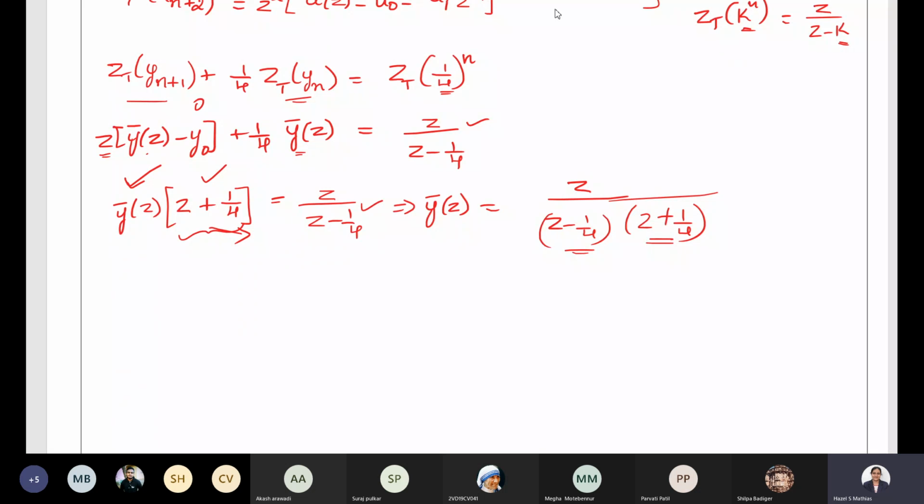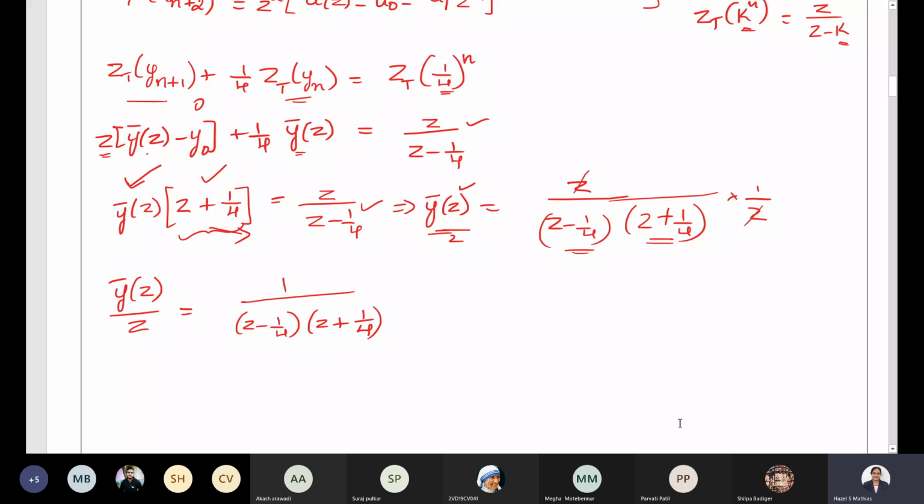In the method of partial fractions, the first thing we do is, if u bar of z is given, we find u bar of z divided by z. Here the variable is y bar of z, so let's find y bar of z divided by z. When you divide by z on both sides, the z and z get cancelled. What will remain? 1 divided by z minus 1 by 4 into z plus 1 by 4. This is what we get.